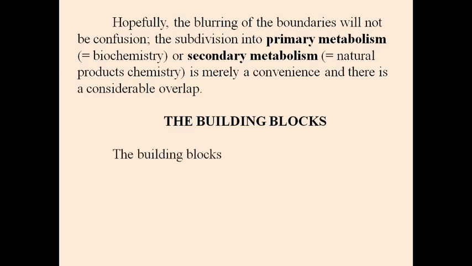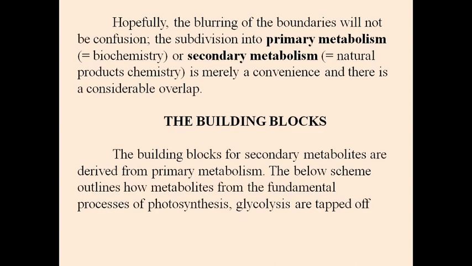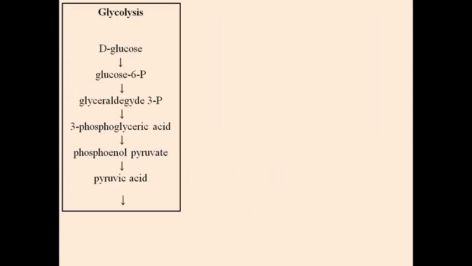Next, building blocks. The building blocks for secondary metabolites are derived from primary metabolism. The below scheme outlines how metabolites from the fundamental processes of photosynthesis and glycolysis are tapped off from energy generating processes to provide biosynthetic intermediates. Here, these are the metabolites of glycolysis obtained from metabolism of D-glucose. Here, first you can see glucose 6-phosphate.